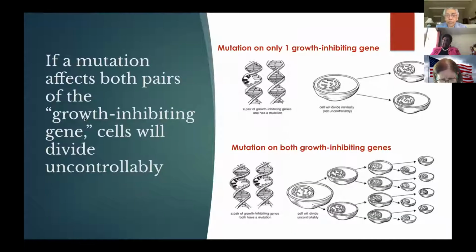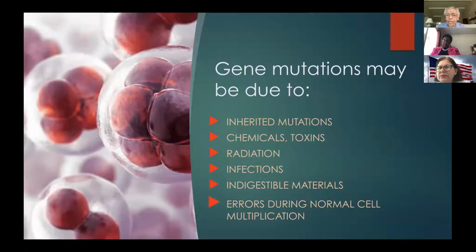But what happens if both the genes controlling the same activity gets damaged, then you have uncontrolled cell multiplication. And this is the importance of mutation. So gene mutations can happen because you inherit them, or chemicals, toxins, radiation, infection, indigestible materials such as asbestos, or most importantly, errors during normal cell division.